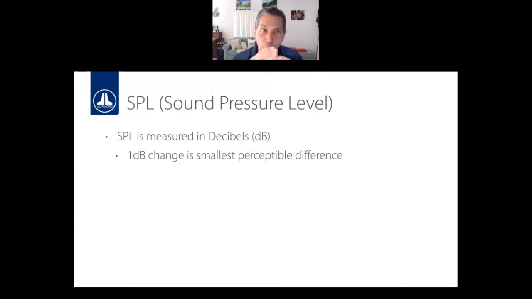When we talk about sound pressure measured in decibels, a 1 dB change is considered the smallest thing that we could detect with a sine wave. So think about this for a second. If you're listening to something and you hear a change in it, the smallest perceptible change that you're going to pick up on is typically around 1 dB. Now, some people will be a little bit less and some people will be a little bit more, but in general, 1 dB change.